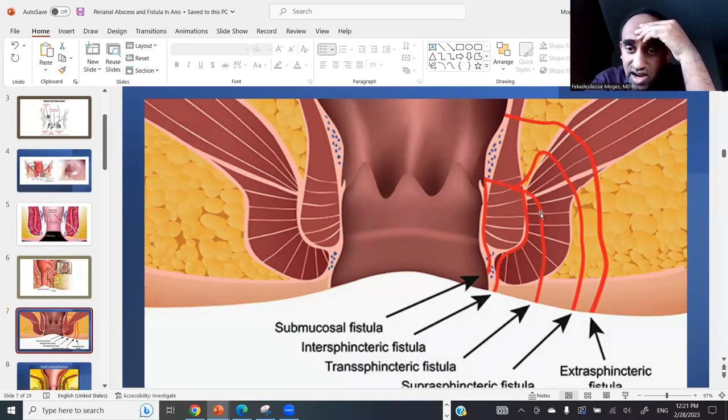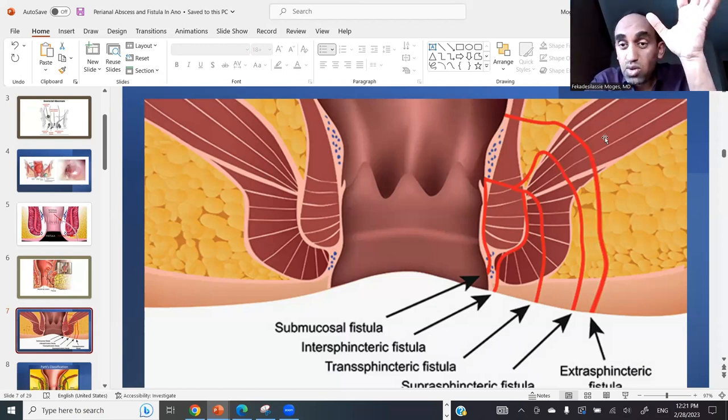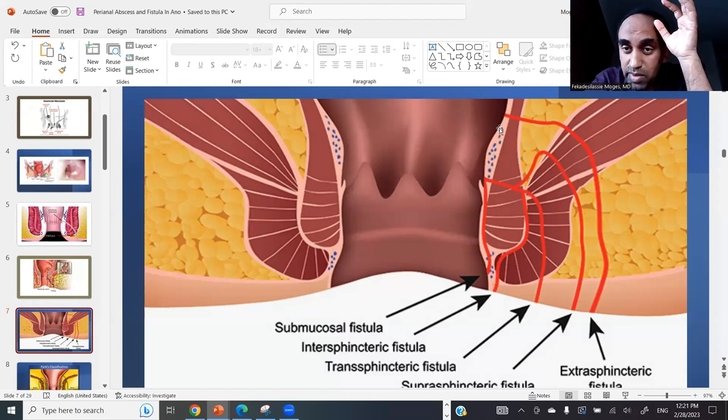If the tract is traversing through the external sphincter mechanism, we call it transsphincteric fistula. It runs through the sphincter mechanism. Or if it goes up and comes like this, suprasphincteric, and extrasphincteric means it's not at all related with the sphincter mechanism. So we call it extrasphincteric fistula.